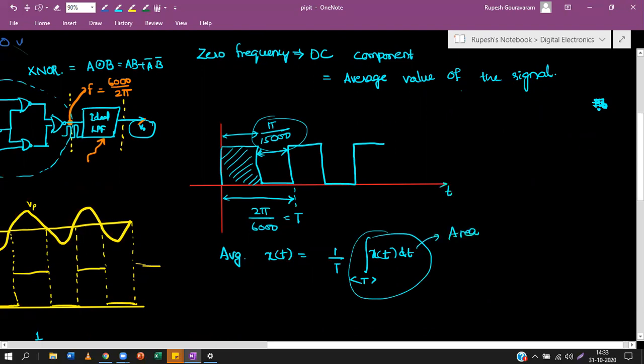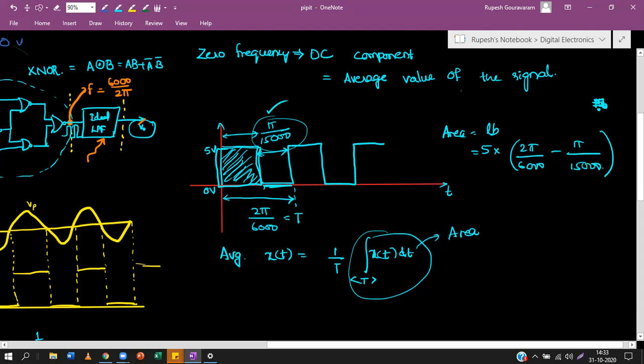So this is the time period and this is the value. And this value is 5 volts and this is 0 volts. This is given in the question already. And how much will the area be in a time period? The area will be the area of this rectangle. And the other portion is 0 because the value is 0. So what will this area be? That area will be length into breadth. Length is 5 and breadth is 2 pi by 6000 minus pi by 15,000 here. Okay, that will be the length here.